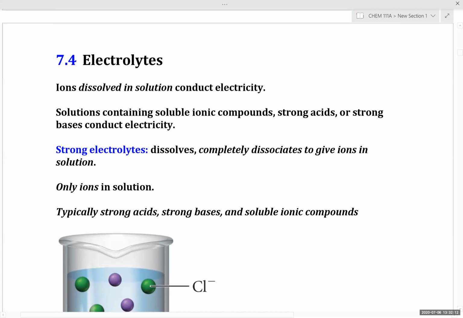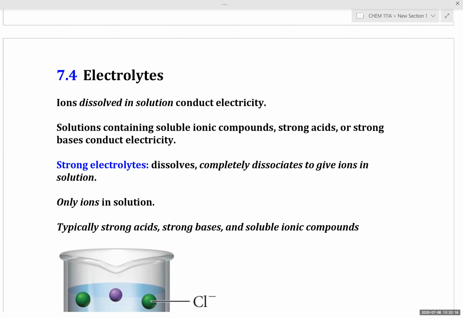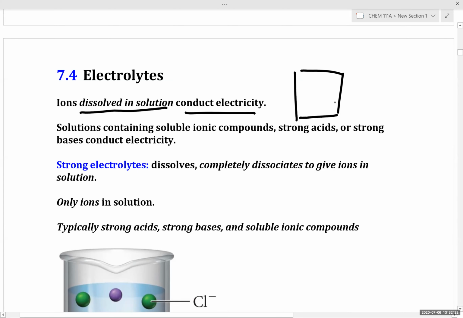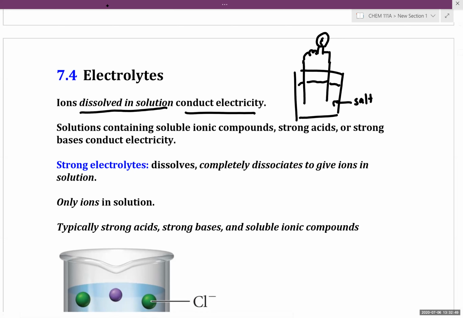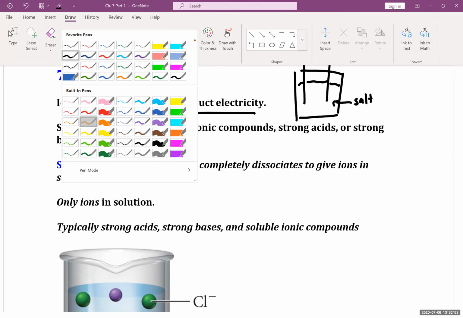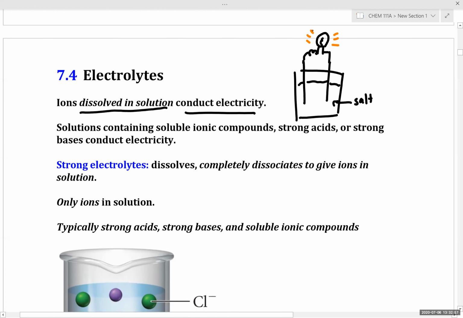Okay, so now we're going to tie this idea of soluble ionic compounds and strong and weak acids together into this idea called electrolytes. Ions dissolved in solution conduct electricity. For example, if you have a cell and you hook up a light bulb to it, and your solution contains a salt, then the solution conducts electricity and your light bulb will light up. This is a classic test that is done to determine strong, weak, and non-electrolytes. You place the cell into your solution, and if the solution conducts electricity, then your light bulb lights up.